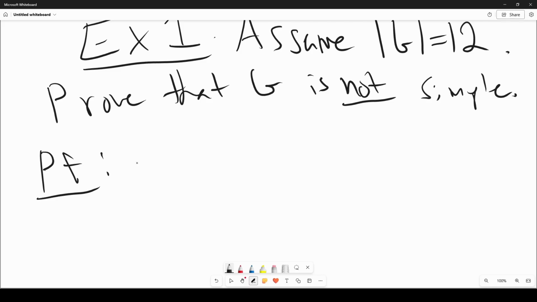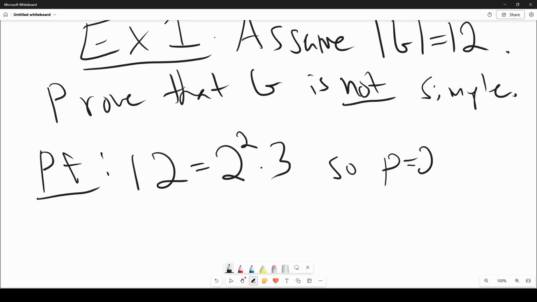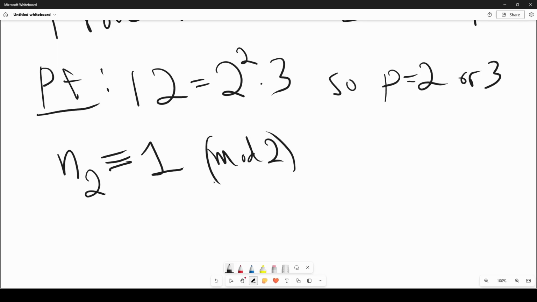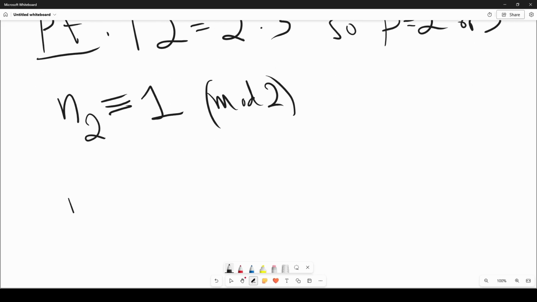Okay, we get that 12 has a prime factorization of 2 squared times 3. So the primes we can choose are either p equals 2 or p equals 3. Let's look at what happens for both of them. I get that n2, which is the number of 2 Sylow subgroups, is 1 mod 2, and that n3, which is the number of 3 Sylow subgroups, is 1 mod 3.